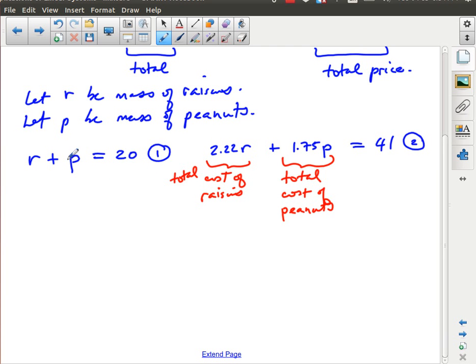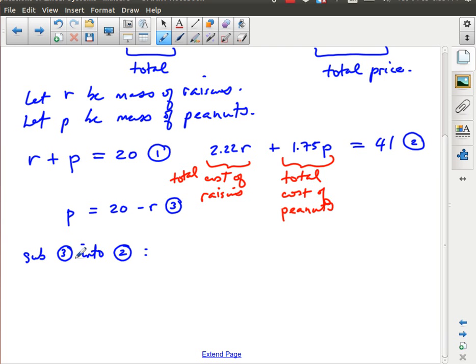So what do I want to get rid of? Do I want to get rid of R or P? It's really very arbitrary. So I'm going to take this equation and I'm going to rewrite it as, well, since P is next to the equal sign, that's a good enough reason for me. So P is equal to 20 minus R. And I'm going to call that equation 3. And then I'm going to substitute equation number 3 into equation number 2.